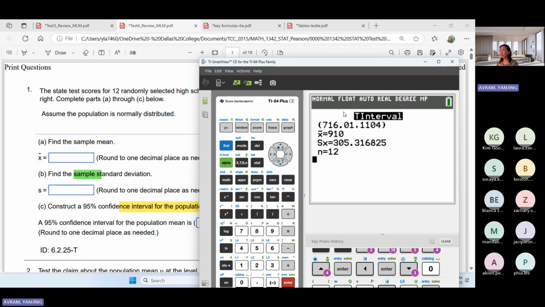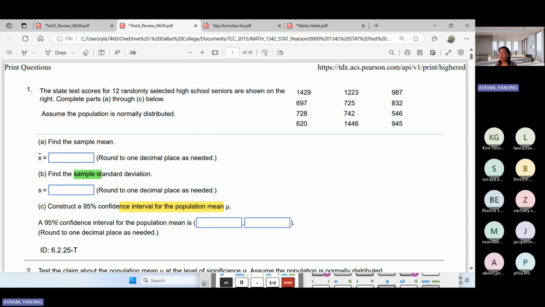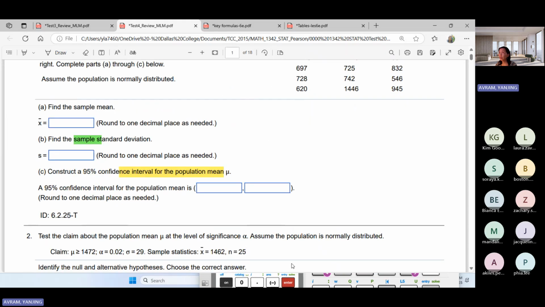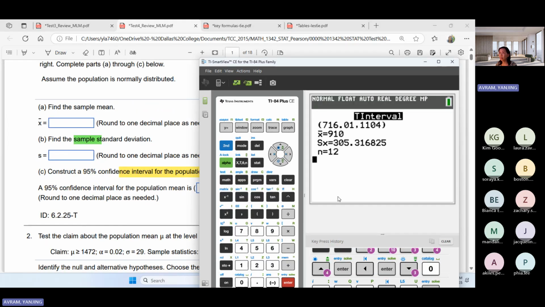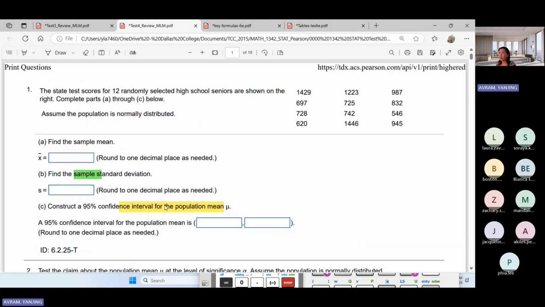And that's your interval. Really quick and easy. That's your final answer. Look at that. How easy is that? That's your interval. So it's 716, rounded to 1 decimal point, 716.0, and then 1114.0. If you want 1 decimal point, you just give it 1 decimal point. And that's it. That's your 95% confidence interval. So using the calculator is super fast. And I'm sure later on we can use the formula as well. But this is how you use the calculator.